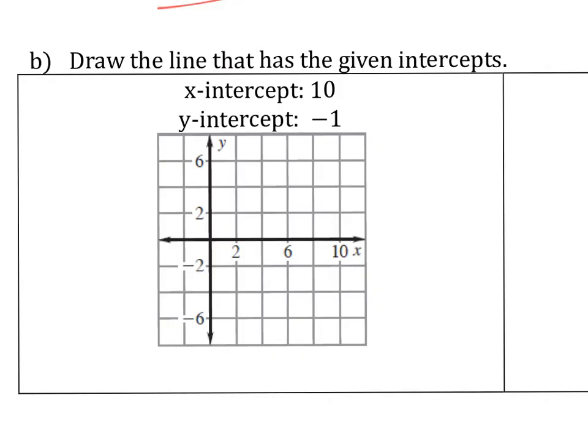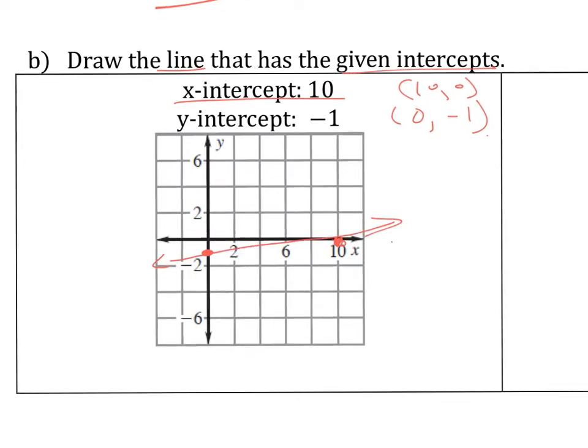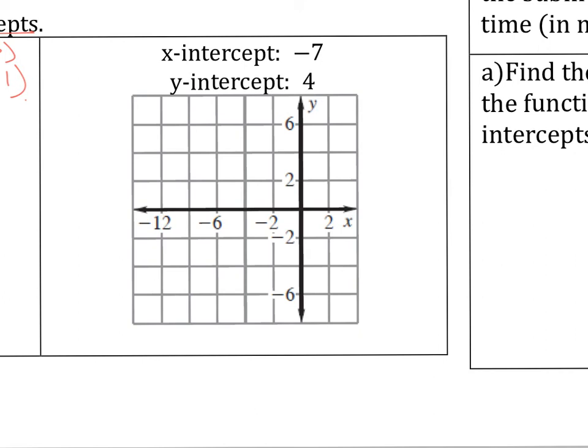And this next one is relatively straightforward. Part B, draw the line that has the given intercepts. X-intercept of 10 is given by the point 10, 0. Y-intercept of -1. Okay, so we have a point here and a point here. You can go ahead and connect the points. So here we have x-intercept equal to -7, which we could just place right here. And then y-intercept 4.